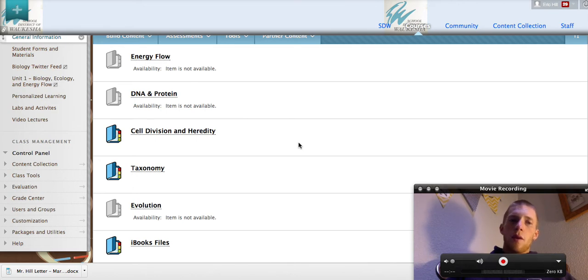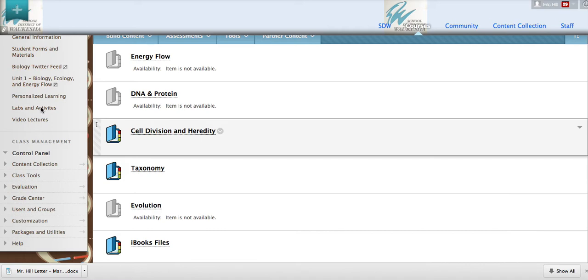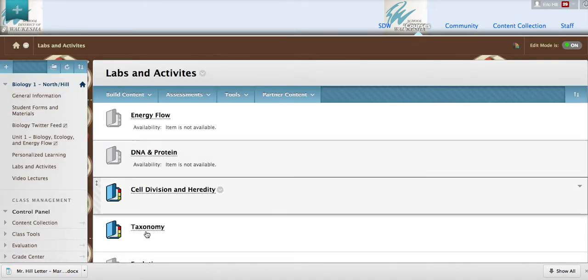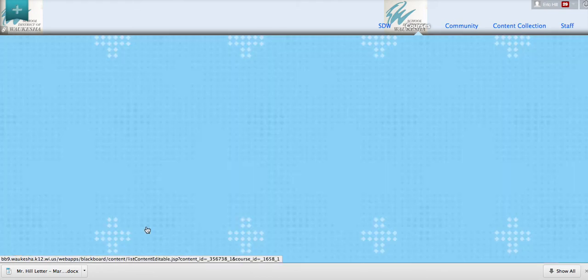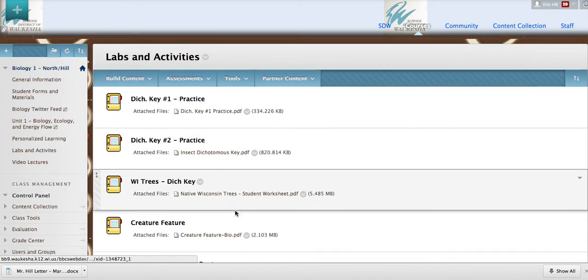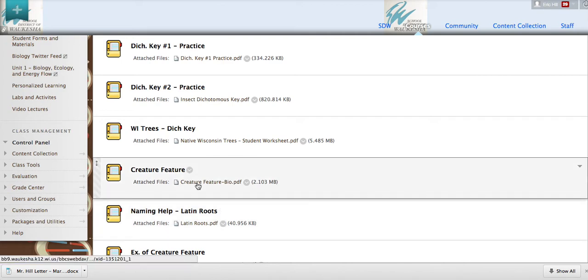Okay, so this is how we're wrapping up our unit. If you go to Blackboard, and then you go to Labs and Activities, there's a folder that says Taxonomy, so we want to go there. And then we want to go to Labs and Activities. And the project that you guys are going to be working on is called the Creature Feature. So go ahead and click on that.